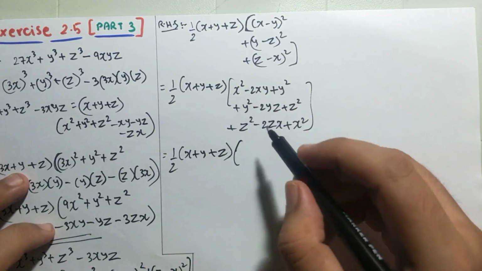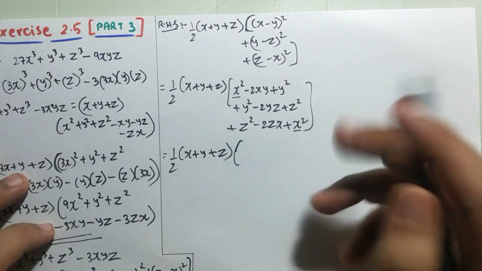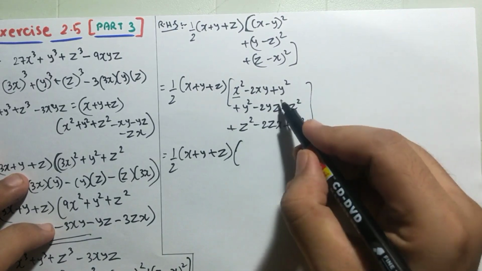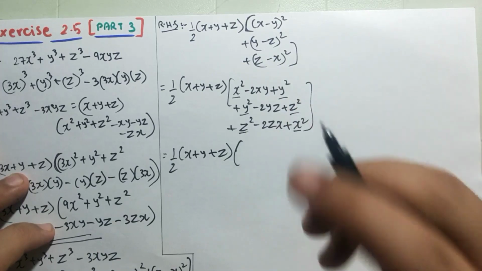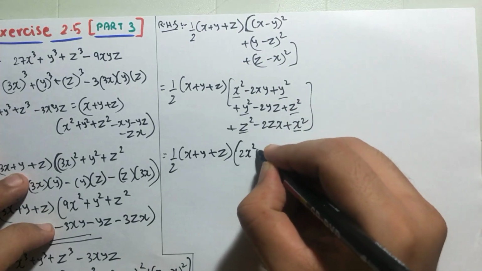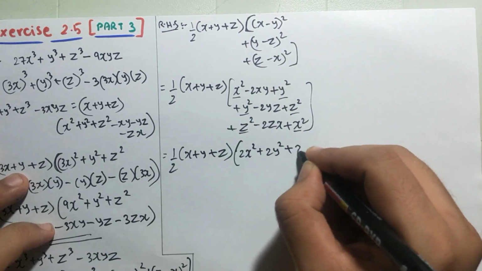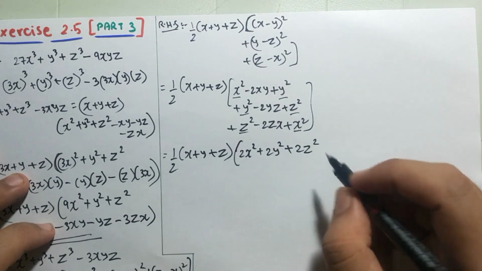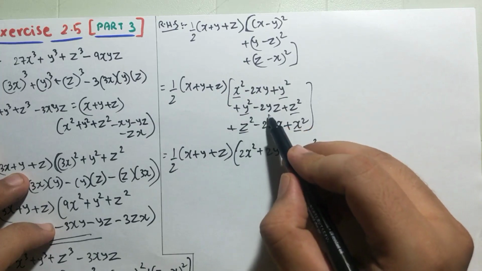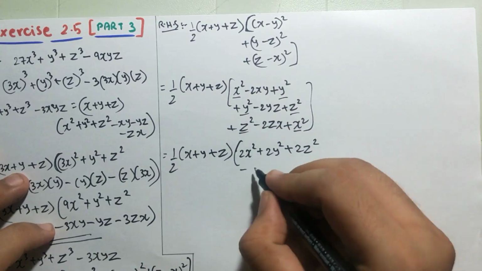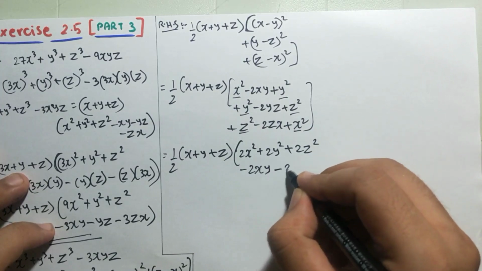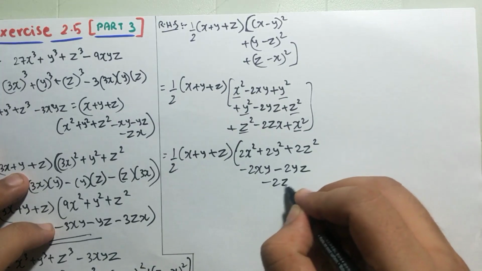In this bracket you can see now, x square and x square, there are 2 x squares. Y square and y square, there are 2 y squares. Z square and z square, there are 2 z squares. So I can write 2x square plus 2y square plus 2z square. As you can see, minus 2xy minus 2yz minus 2zx. There are no like terms, so we'll write as it is, minus 2xy minus 2yz minus 2zx.